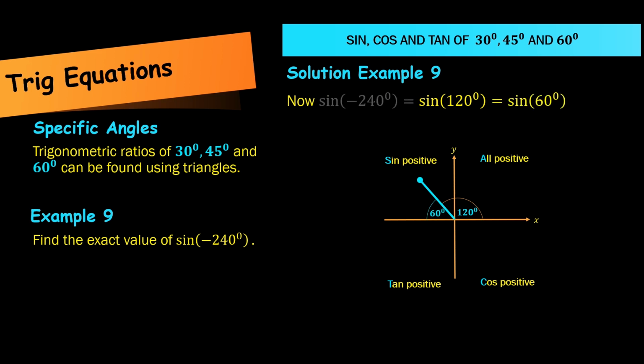Since sine is positive, or the acute angle of sine is positive in the second quadrant, we have that sine 120 degrees is equal to sine 60 degrees. And of course, from the previous slides, we know that sine 60 degrees equals root 3 over 2. And therefore, sine minus 240 degrees is equal to root 3 over 2.